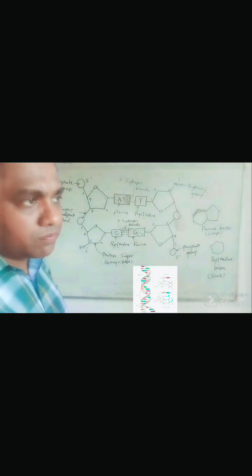In the pairing of adenine with thymine, it makes two hydrogen bonds. In the pairing of cytosine with guanine, it makes three hydrogen bonds.